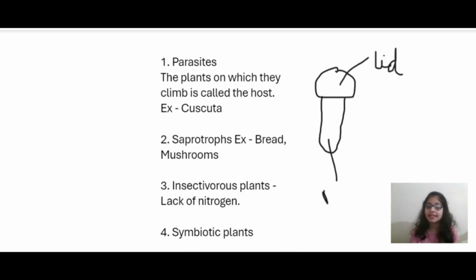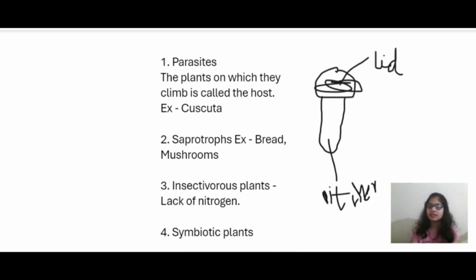This pitcher contains all the digestive juices, and the insect falls inside this pitcher. This is the pitcher. I hope you're able to understand my handwriting, but I will tell you the spelling of pitcher is P-I-T-C-H-E-R. Right? So this is the pitcher and this is the lid.